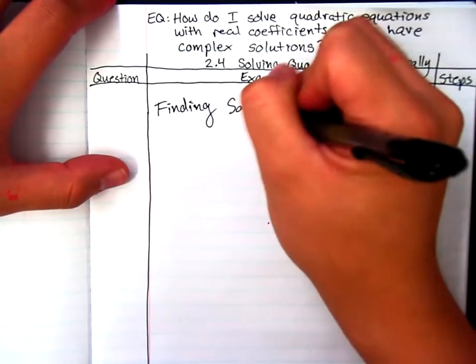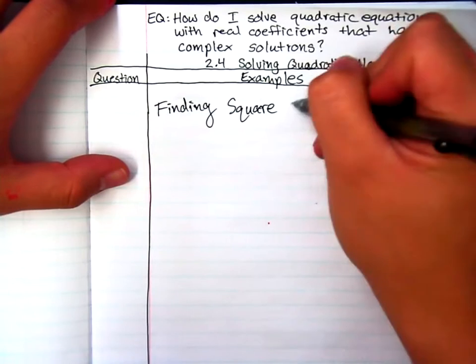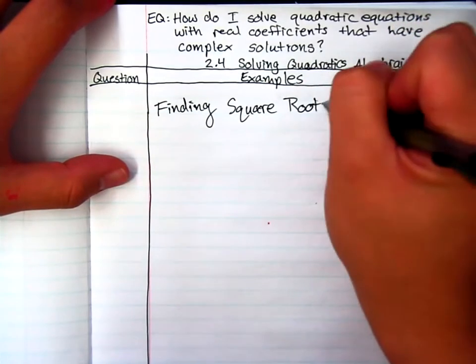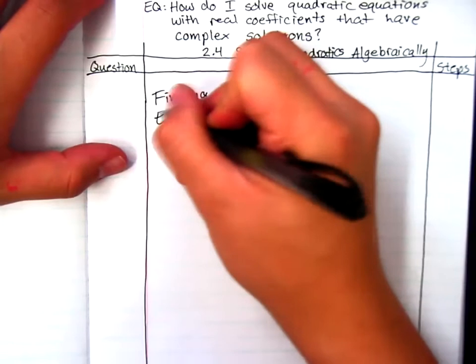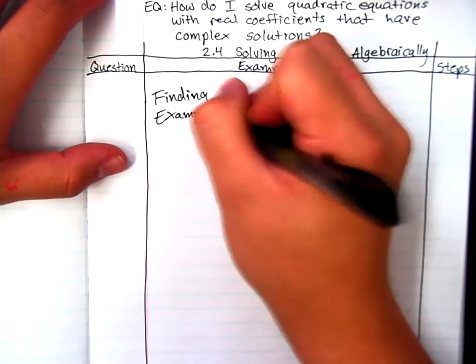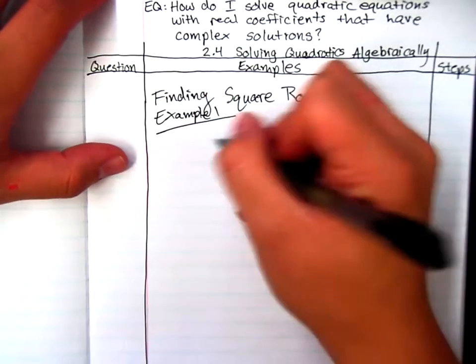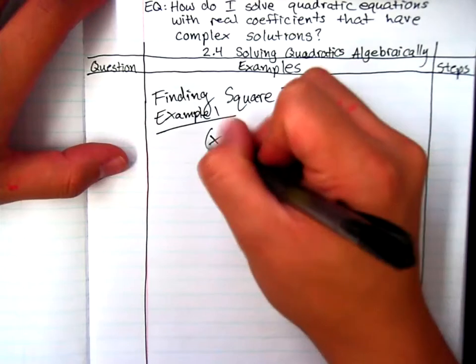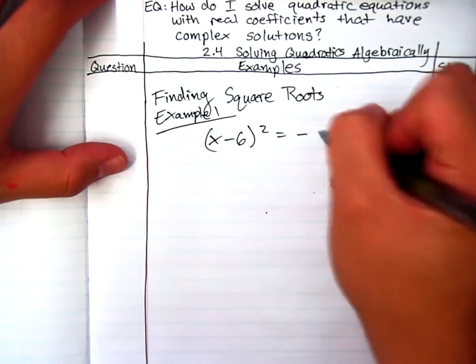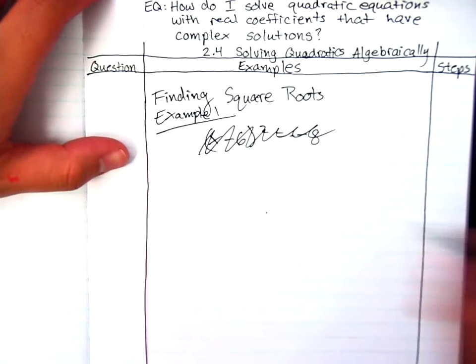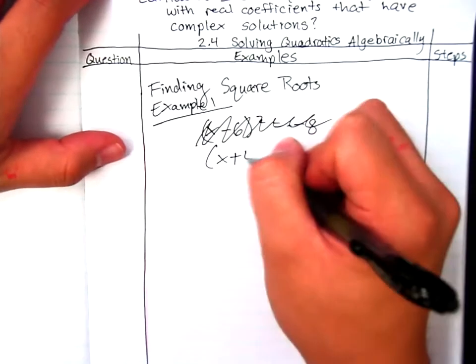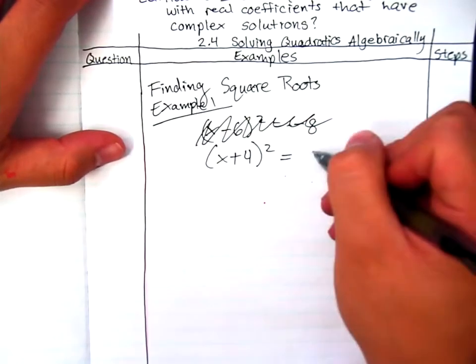So in terms of finding square roots, really all you're doing is just taking the square root of both sides. So sometimes quadratics are written in the form like this: x minus 6 squared equals negative 81. Actually, just kidding. That's example 2. So start off with this one: x plus 4 squared equals 8.